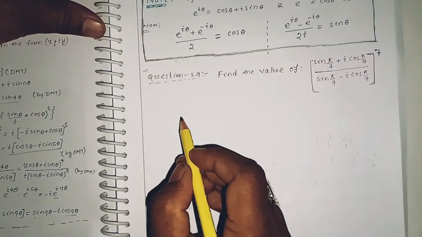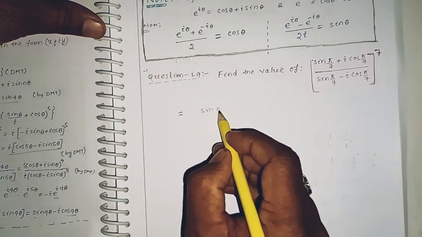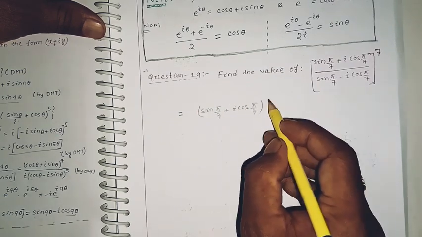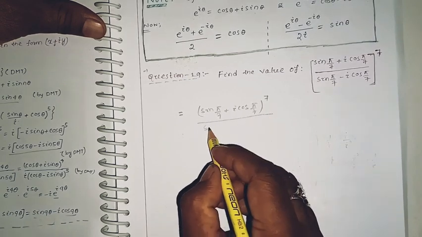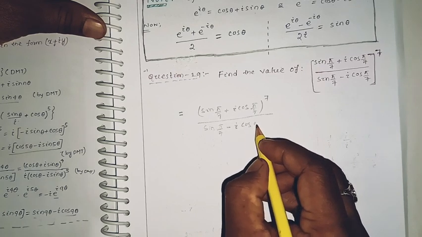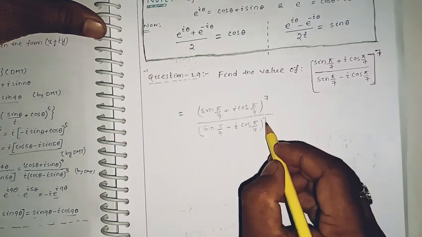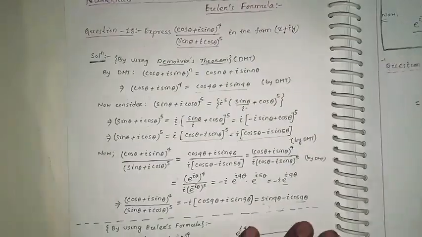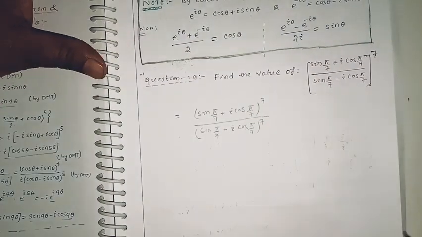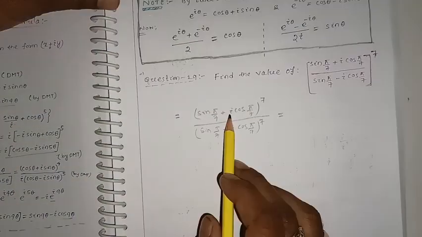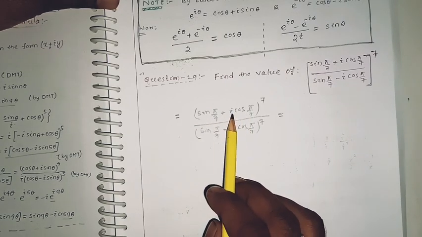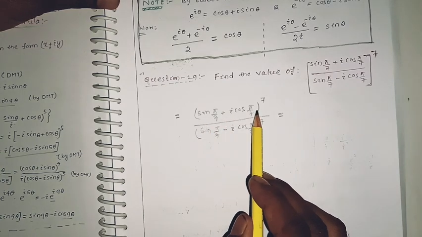So this can be written as (sin pi by 7 plus i cos pi by 7) to the power 7 divided by (sin pi by 7 minus i cos pi by 7) to the power 7. I told you that this type of question you can solve by this way or this way. I suggest that using Euler's formula is somewhat easier. Here we cannot apply Euler's formula directly. If the cos theta plus i sin theta format were there, then we could apply it. But here the sin theta plus i cos theta format is there.